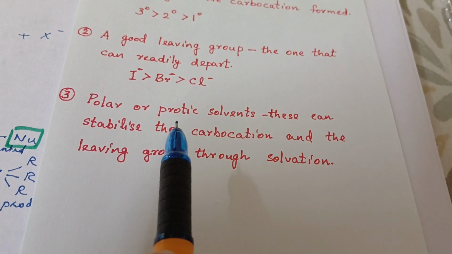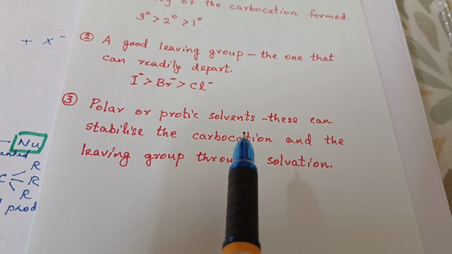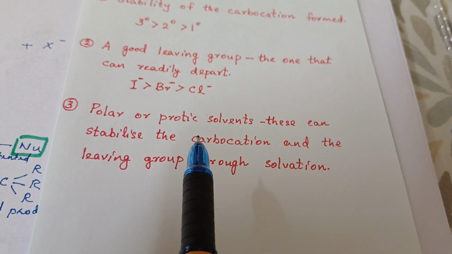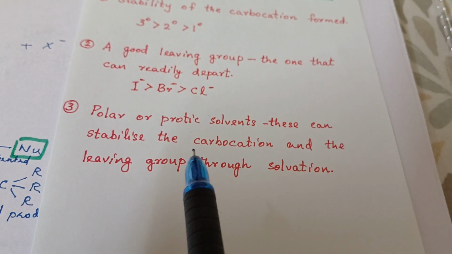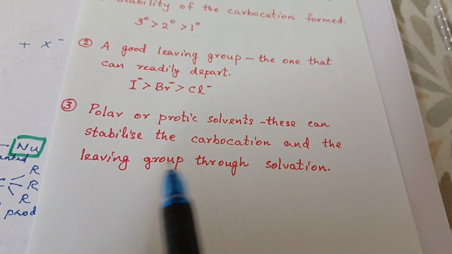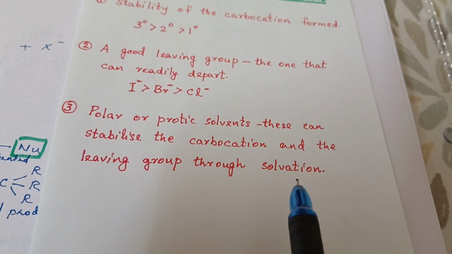Then presence of polar protic solvents. You know that they have a positive and negative charge, and then these can stabilize the carbocation and the leaving group through solvation.